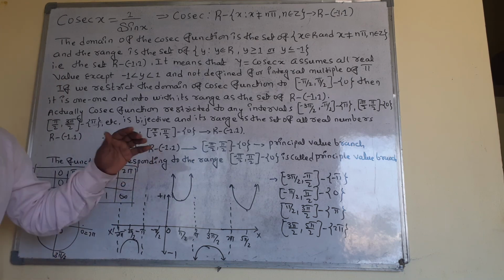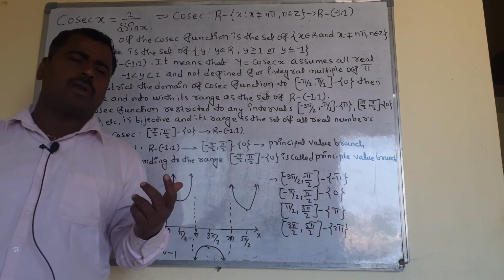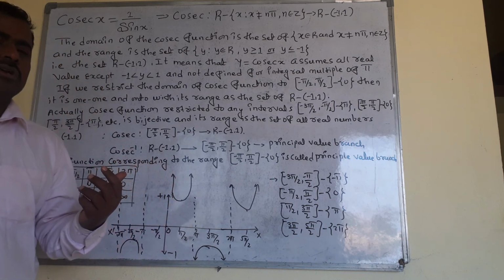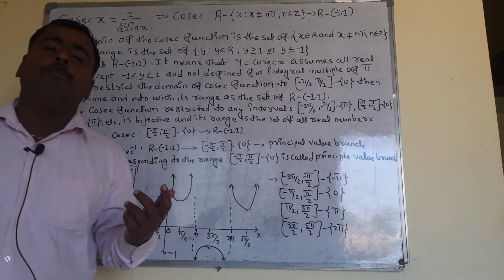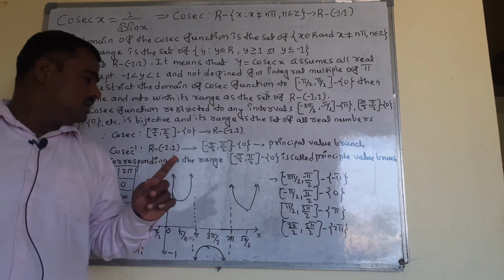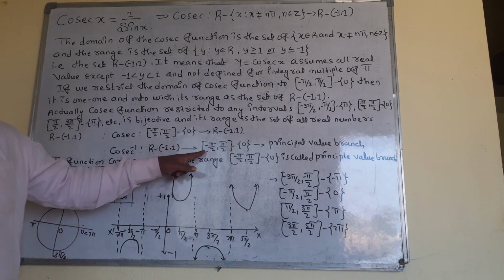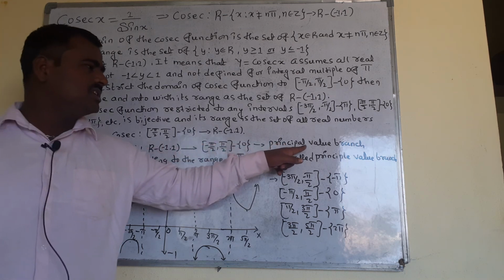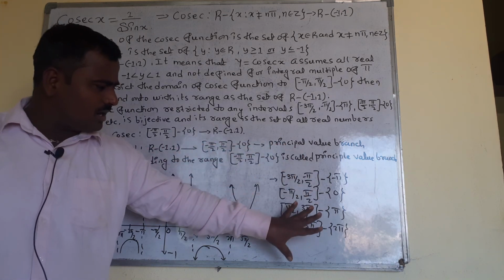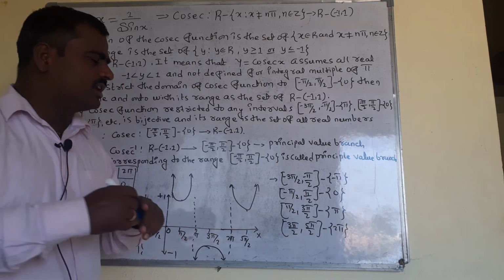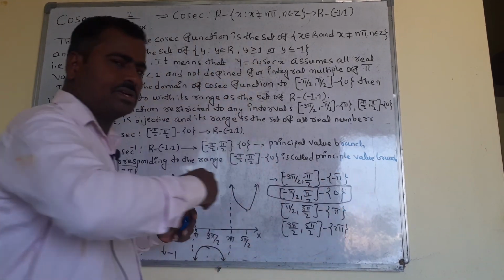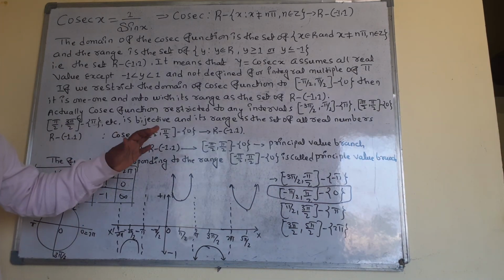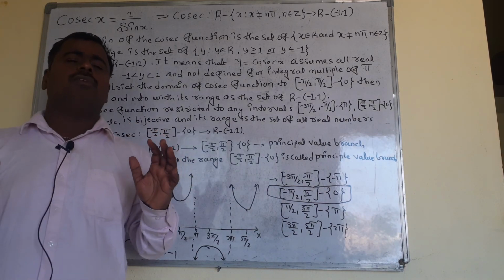So R minus open interval minus 1 to 1 implies minus pi by 2 to pi by 2, a closed interval, excluding 0, right? So the domain and range, this is called the principal branches of values. I have given all of these. What do we call this? We call it the principal value branches. So in this graph, a lot of things we can now understand.